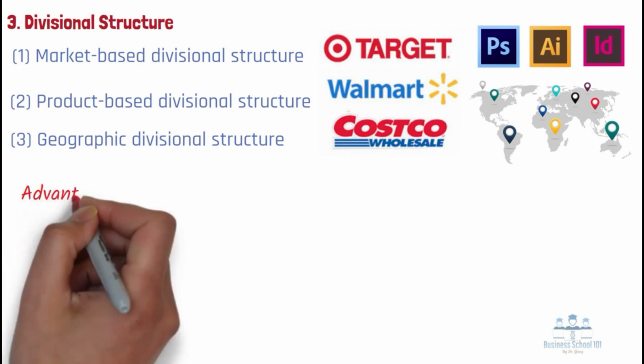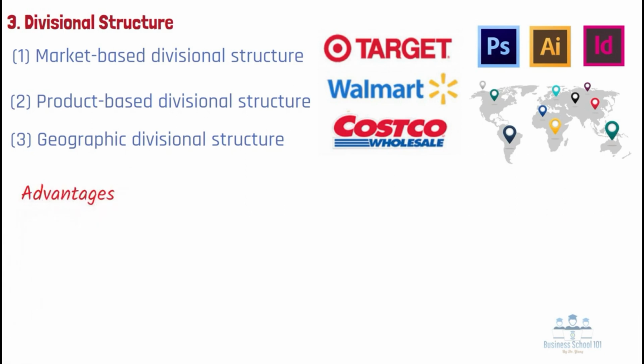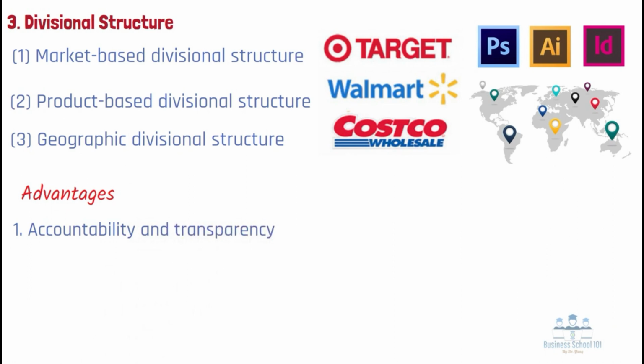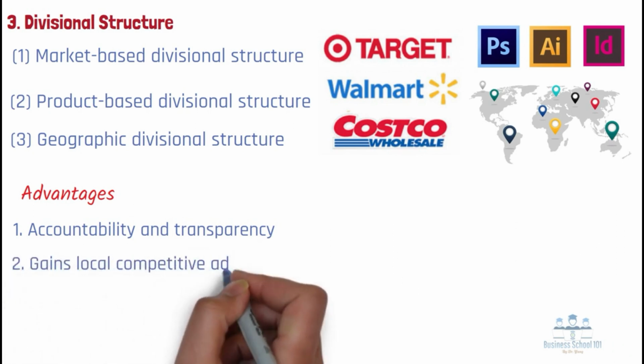Here are some advantages of using a divisional structure. 1. Accountability and transparency. Because divisions have their own management groups to lead them, it's easier to hold individuals accountable for their actions. You can track which actions led to which results and assign responsibility accordingly. Each division works in their own best interest, which also means there's more transparency in who deserves credit for positive outcomes.